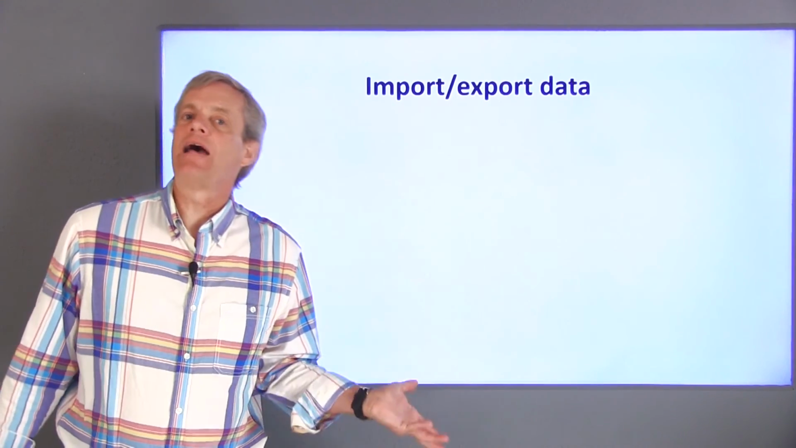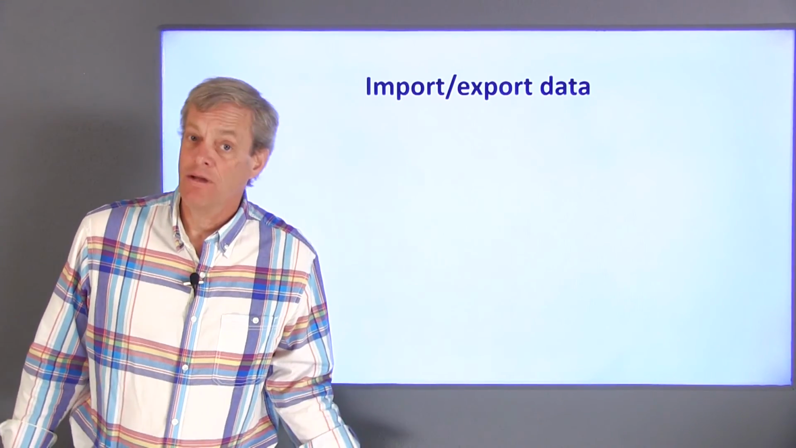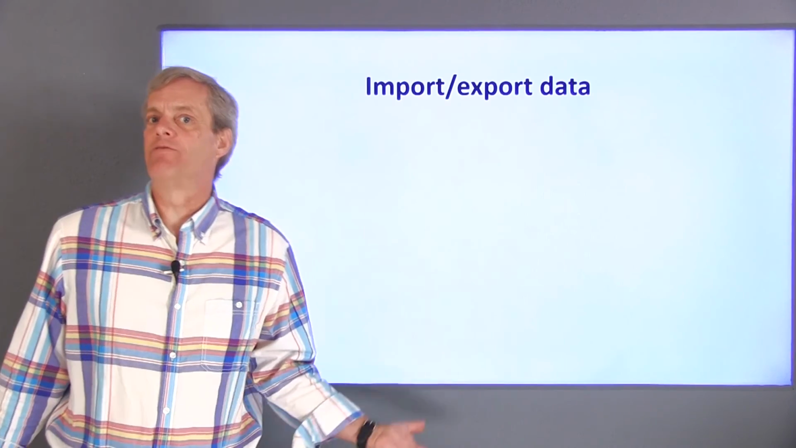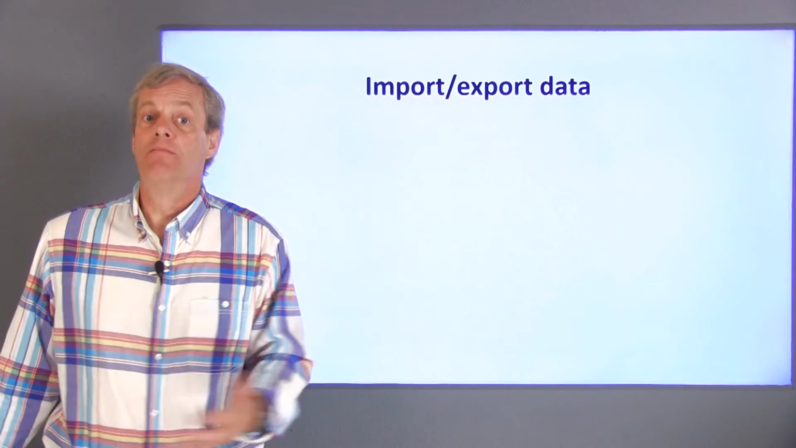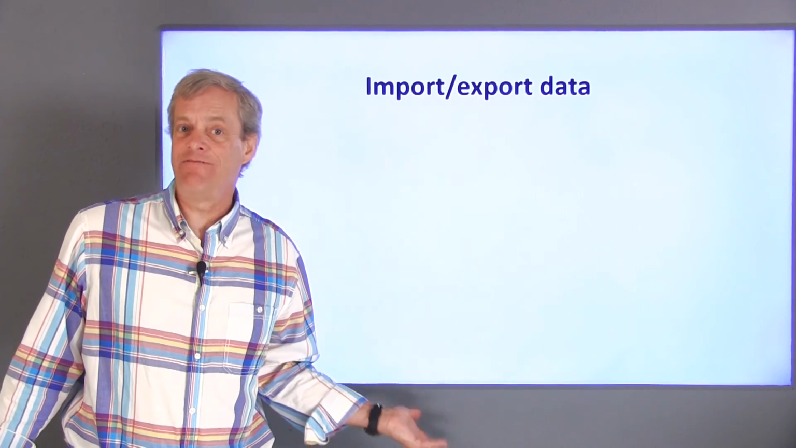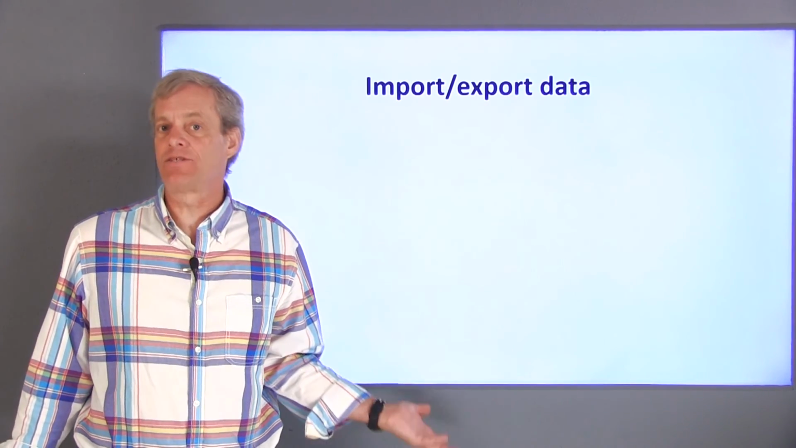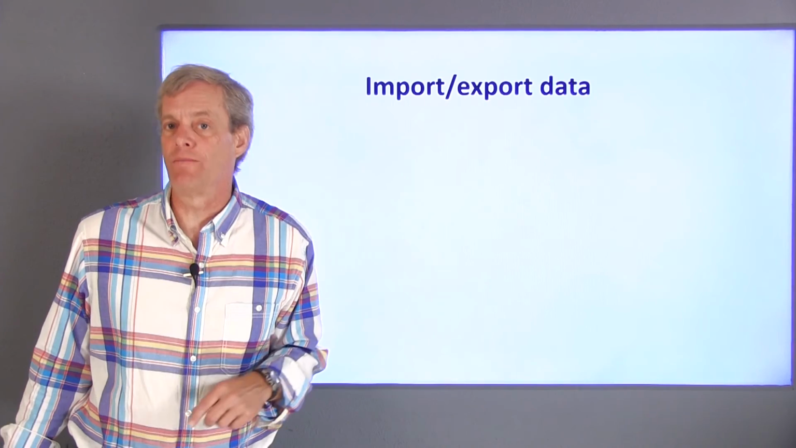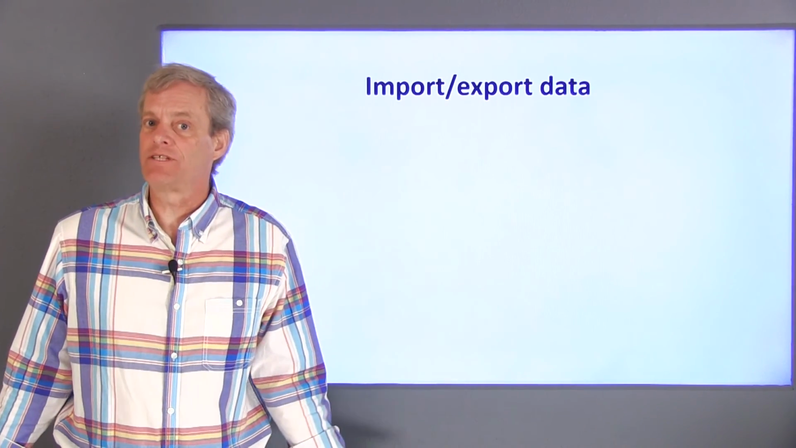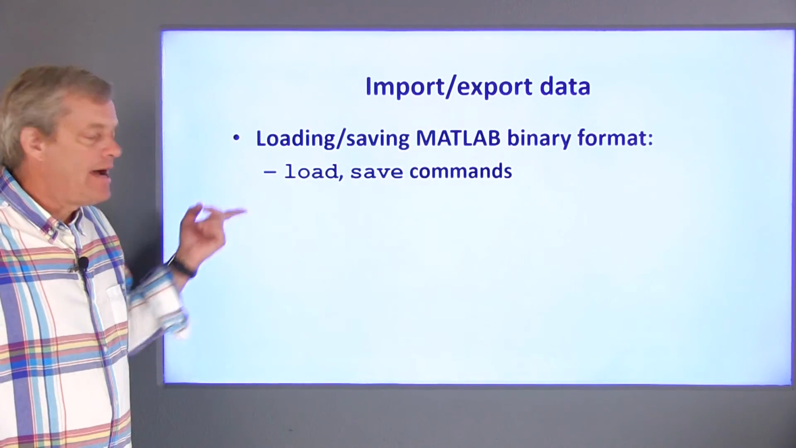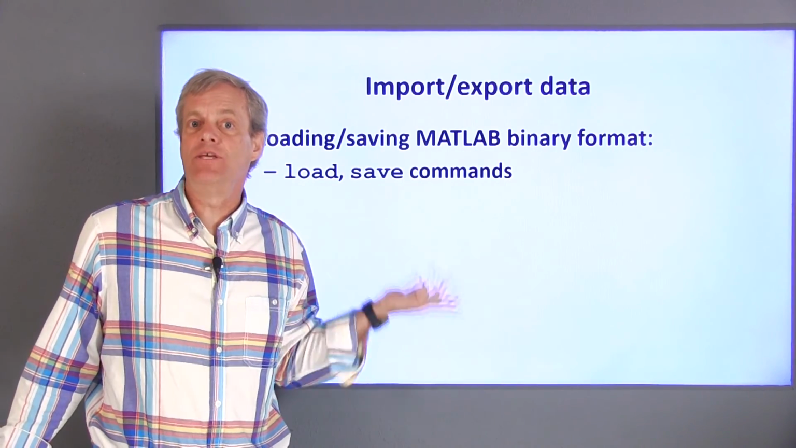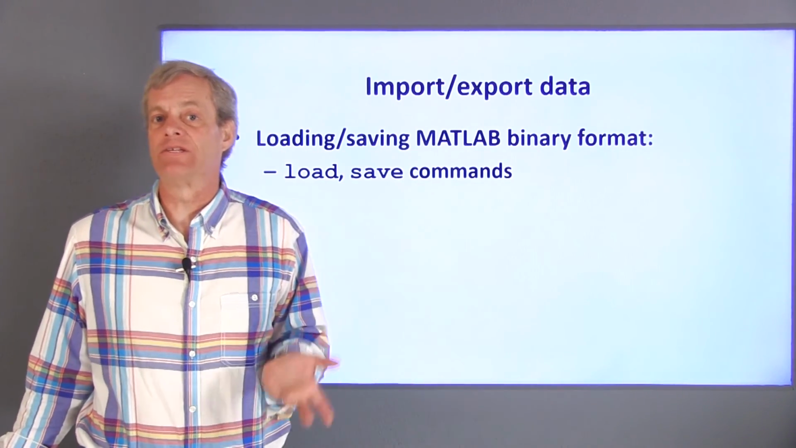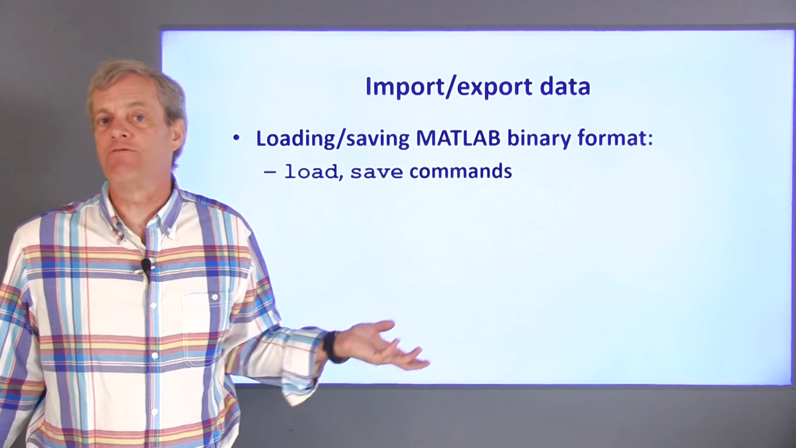Finally, I'll introduce how to import data into MATLAB. MATLAB can import data from a wide variety of formats, and will also export data to those formats. Most oscilloscopes save data in either tab-delimited text or comma-separated variable formats. So those are the formats I'll emphasize here. I will, however, mention in passing that the load and save commands can be used to import and export files that are in MATLAB's native binary format.